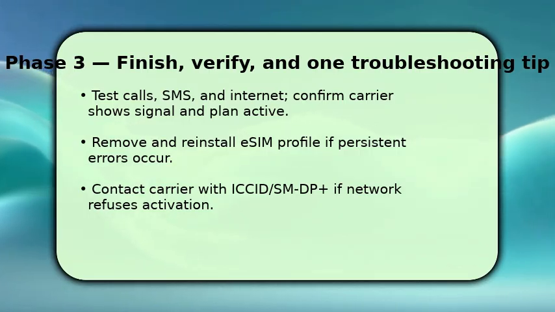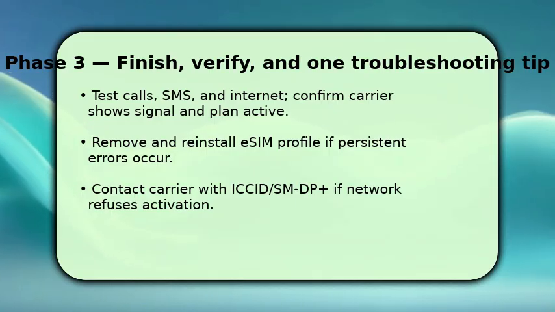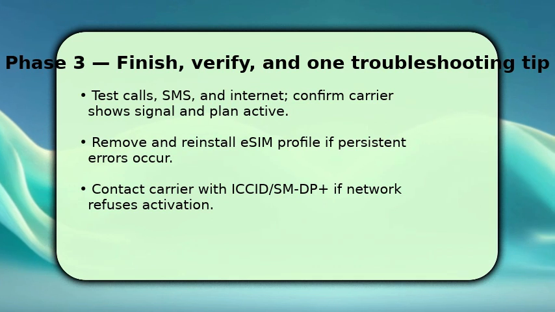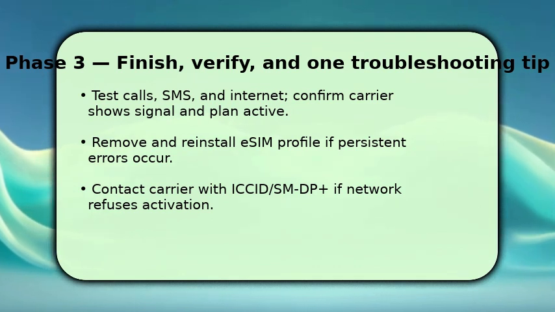If problems persist, note the ICCID and SMDP Plus shown in settings and contact the carrier. Ask them to re-provision the eSIM on their network. One key tip: reboot after any carrier side change to force a fresh connection.